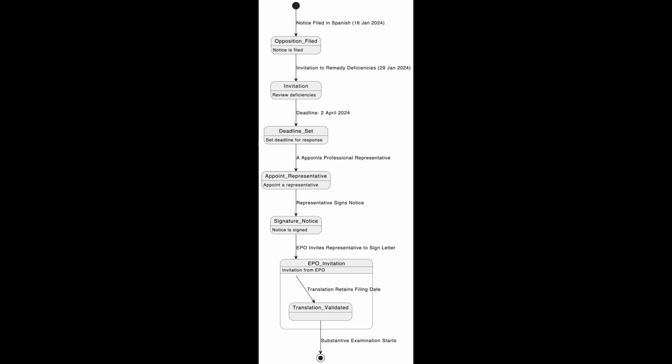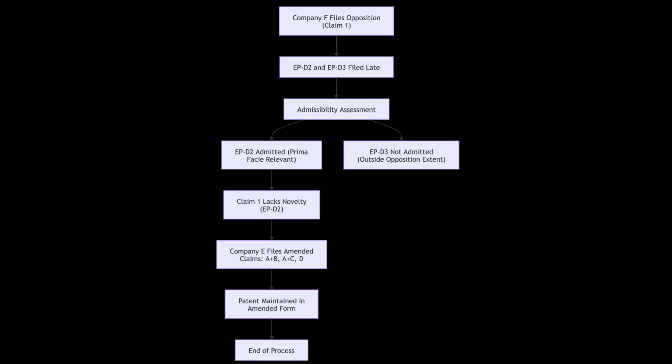Question 4. Scenario recap. Your client, Company E, is the proprietor of granted patent EP4, which contains Claim 1, independent claim directed to subject matter A. Claim 2, dependent claim directed to A plus B. Claim 3, dependent claim directed to A plus C. Claim 4, independent claim directed to subject matter D.